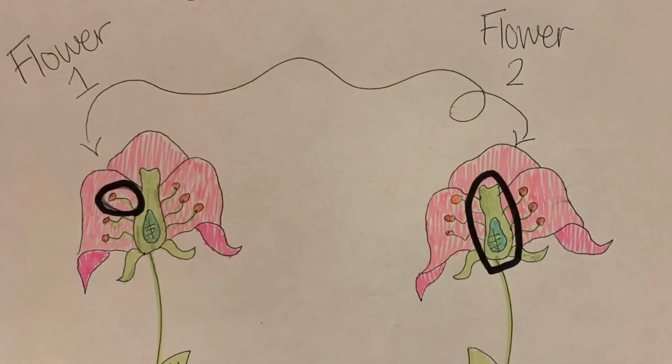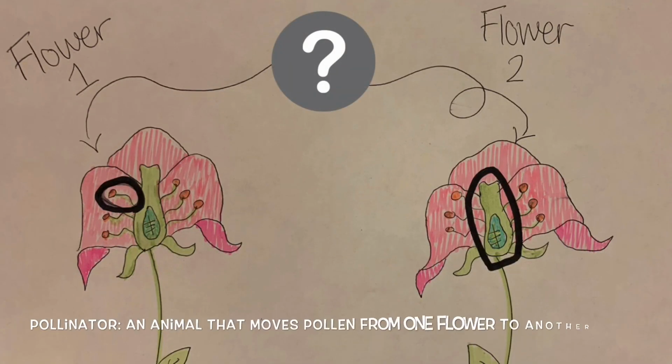Flowers can't move pollen from their own stamen to their pistil. It actually needs to spread its pollen to another flower. This is where pollinators come into play. A pollinator is an animal that moves pollen from one flower to another. It's like the mailman for flowers.